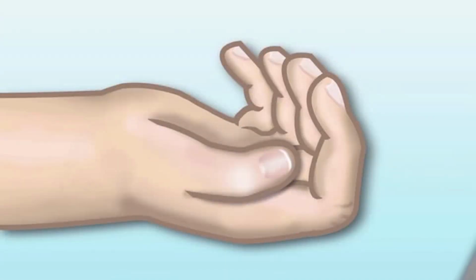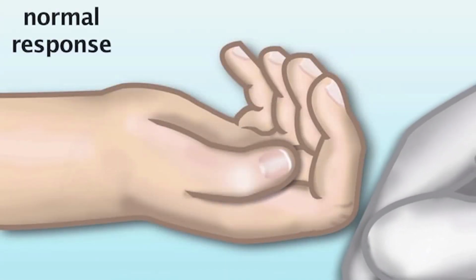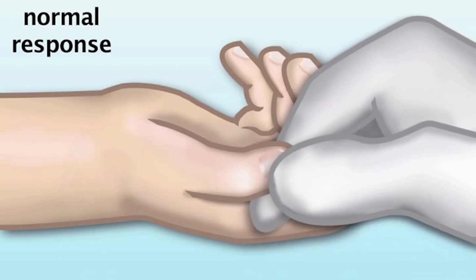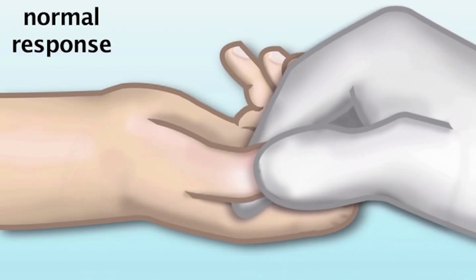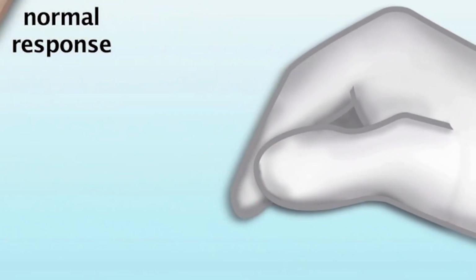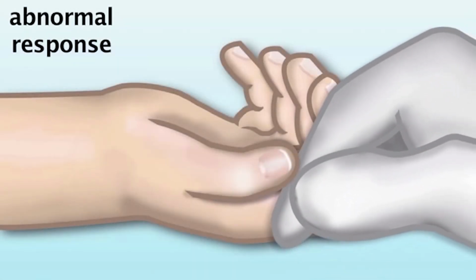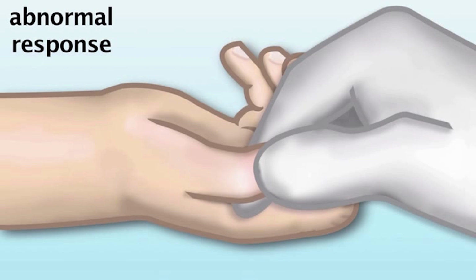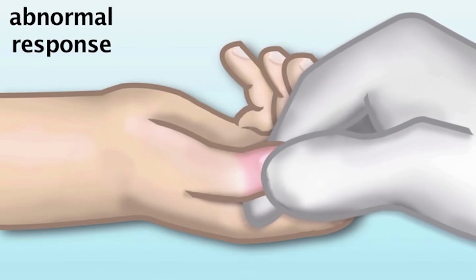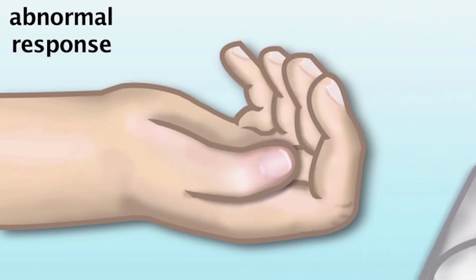Painful nail bed stimulus. A normal response to the application of strong pressure to any of the nail beds will be that the patient should withdraw his or her hand as seen here. An abnormal response is when a patient does not withdraw his or her hand, nor does he or she demonstrate any autonomic or pupillary response to the stimulus.